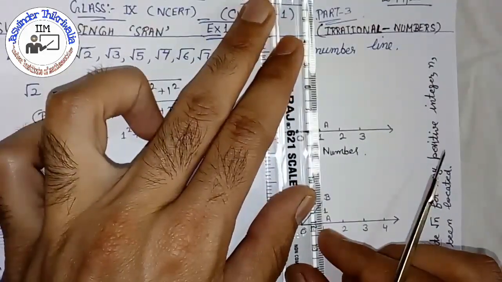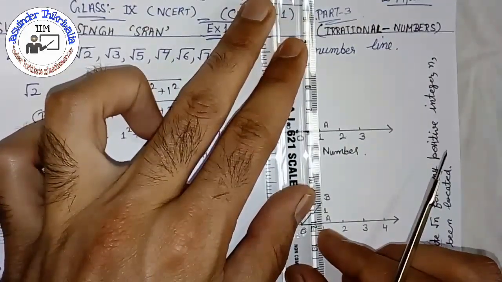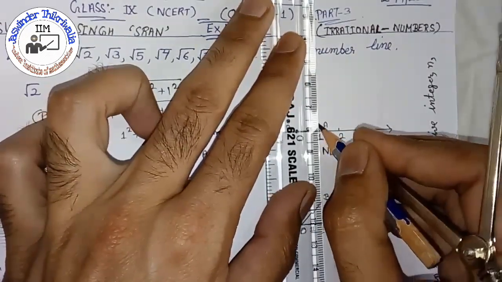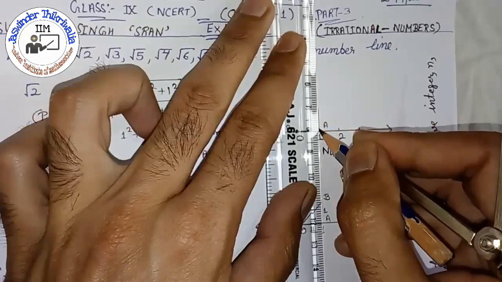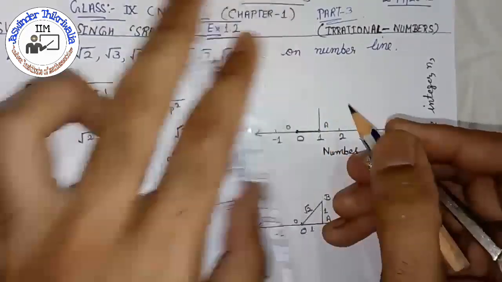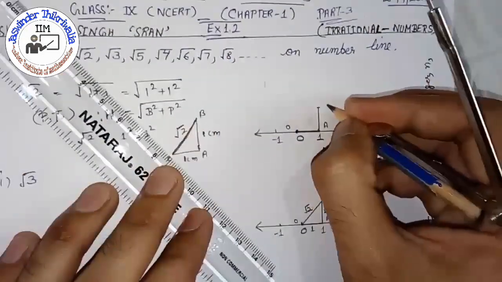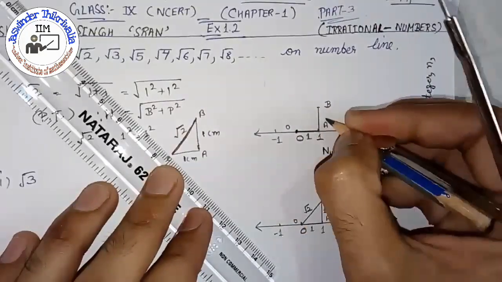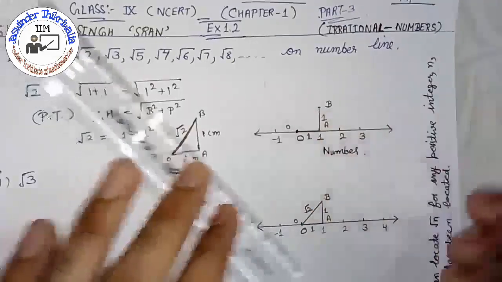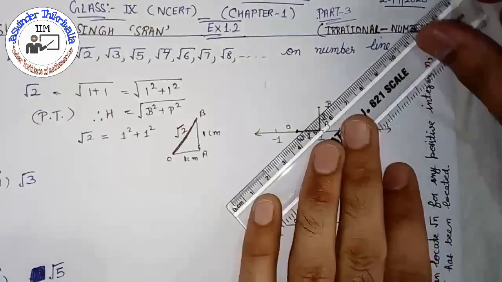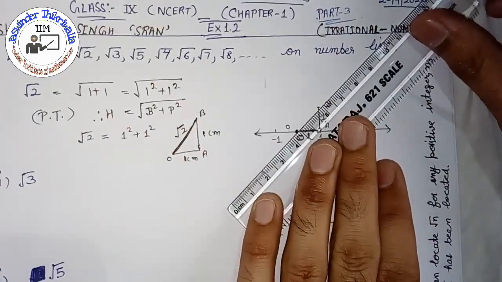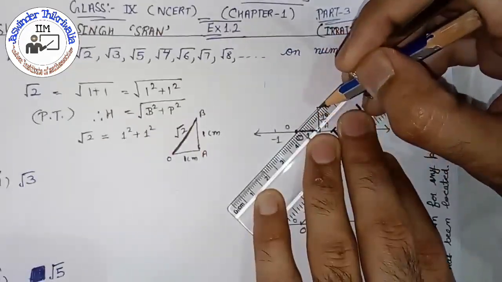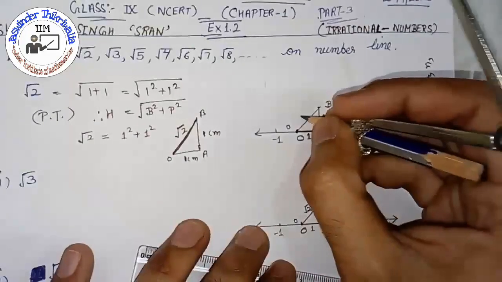From this line, how many centimeters do you have to cut? You have to cut only 1 centimeter. So I will locate 1 centimeter only. Now give it the name point B. So this is a base of 1 centimeter, and this is the perpendicular. Now join OB. This OB is equal to under root 2.